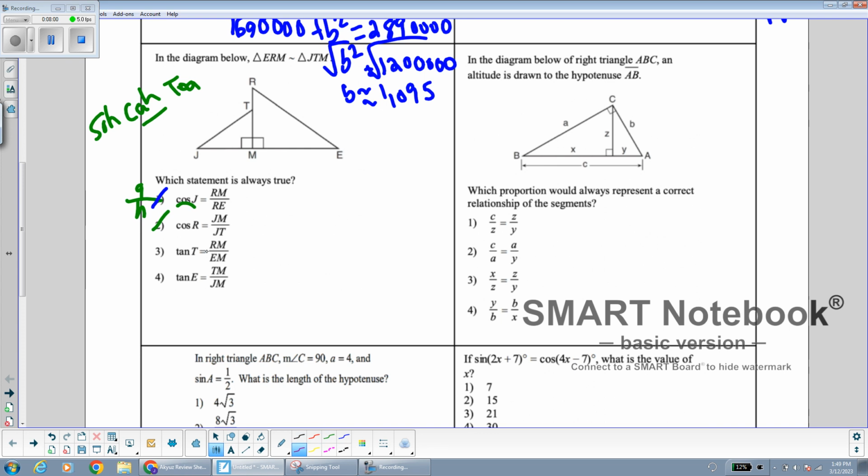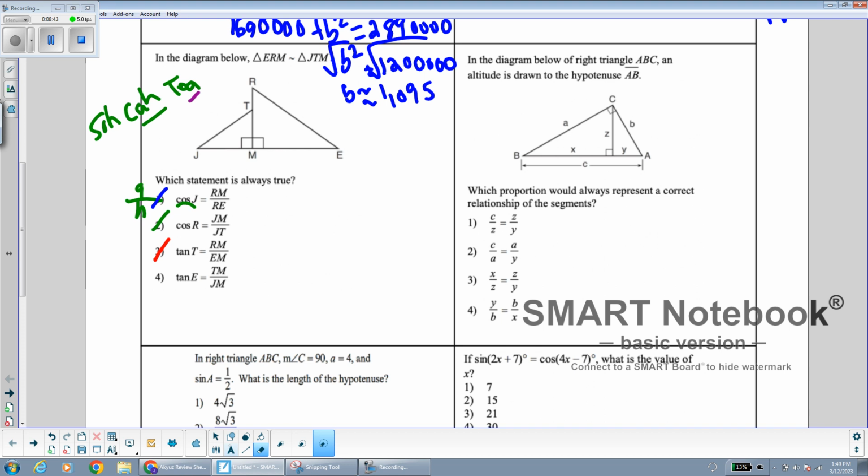Let's move on to the next one. Tangent. Tangent is opposite over adjacent. So tangent of angle T would be JM, that's opposite, over adjacent, over TM. It doesn't say that. It doesn't say JM over TM. But remember, tangent of angle T is the same thing as tangent of angle R, and opposite would be ME, adjacent would be RM. Doesn't say that either. It's reversed. It doesn't say ME over RM. That's not the choice we're looking for.